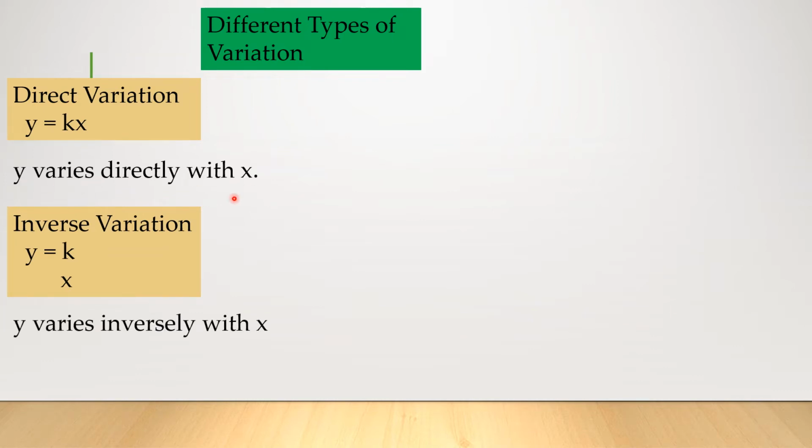Inverse variation, y is equal to k over x. Take note where the x here is in the denominator. The variation statement is y varies inversely with x.